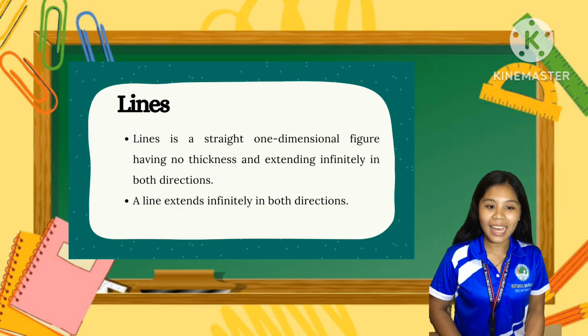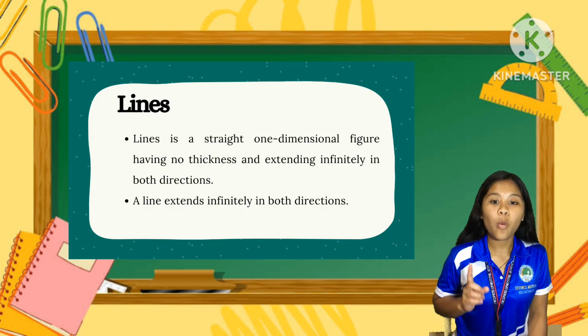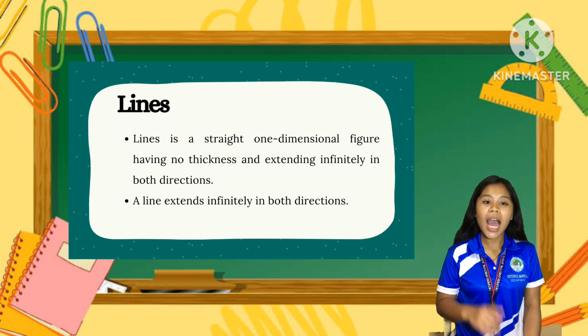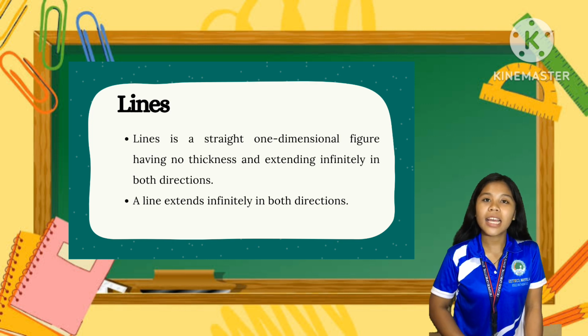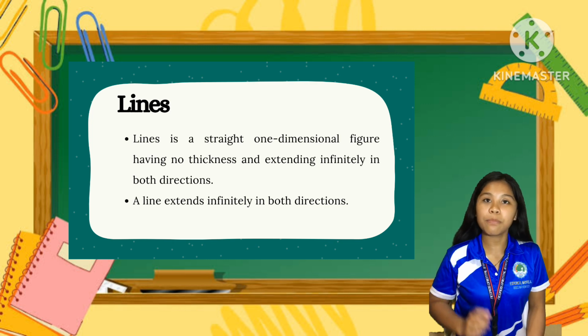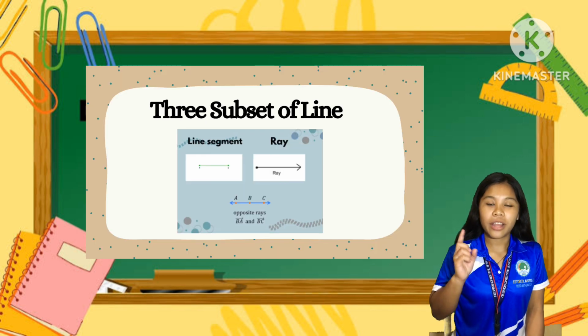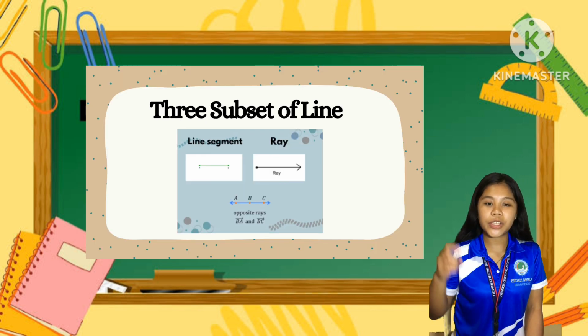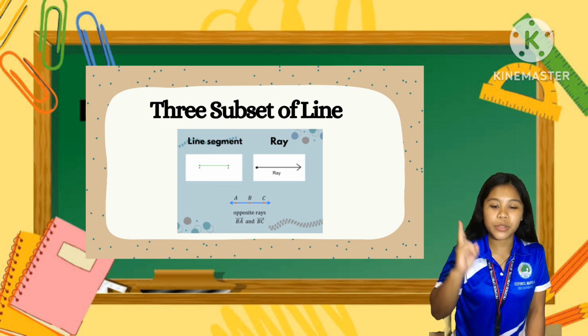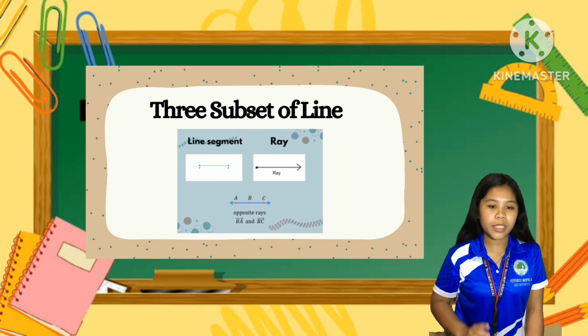And when we say line, it is a straight one-dimensional figure having no thickness and extending infinitely in both directions. So there are three subsets of lines. First is line segment, second is ray, third is the opposite ray.